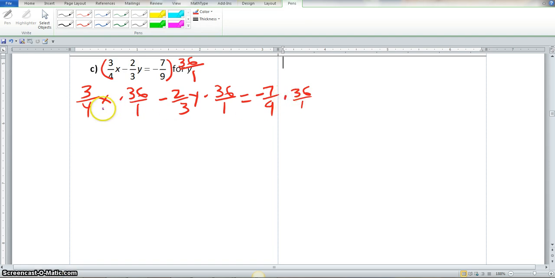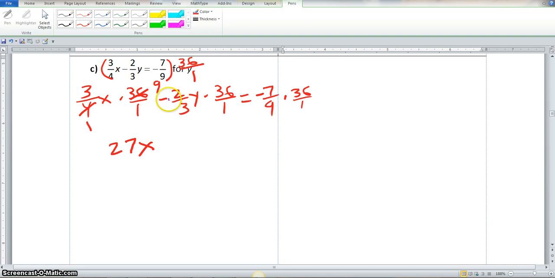Okay, now we can do some cross simplifying. 4 goes into 4 once. 4 goes into 36 9 times. 3 times 9 is 27. So that will give us 27x. And we know this will be over 1, but we don't have to write the 1 here.